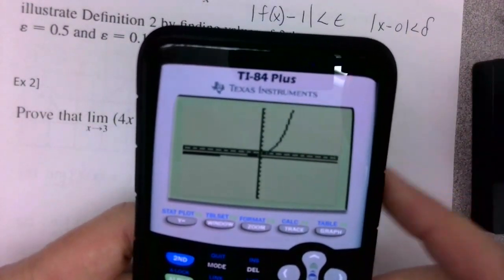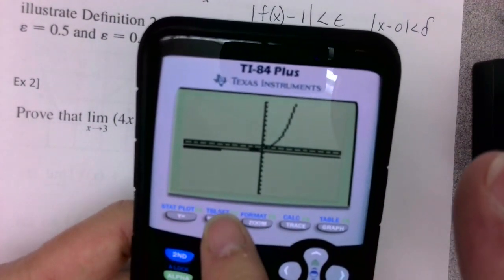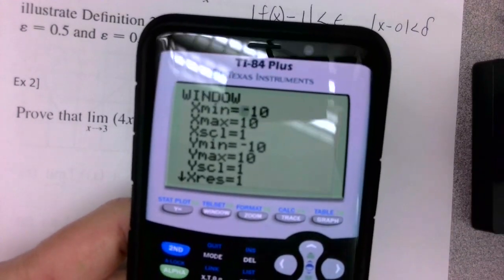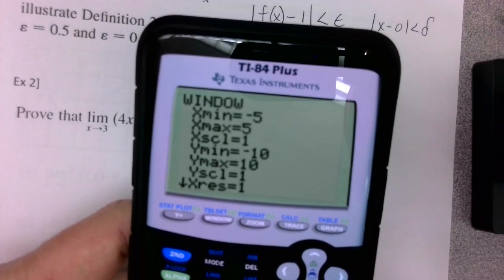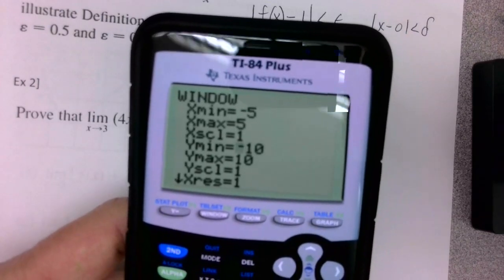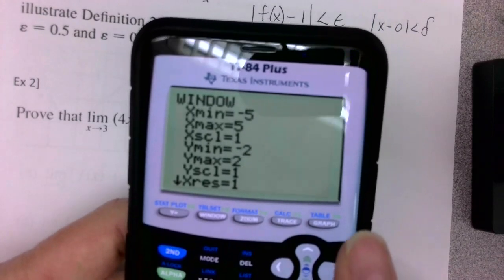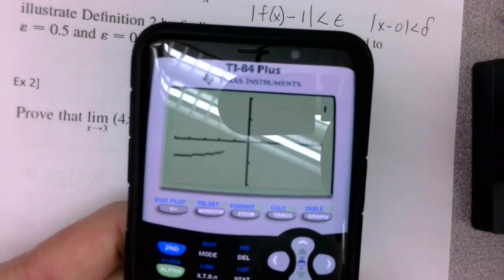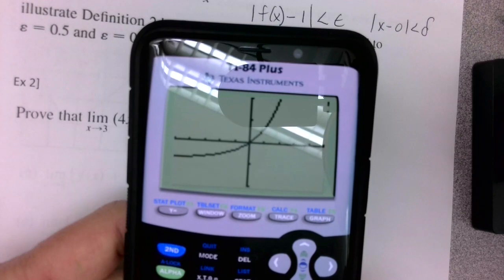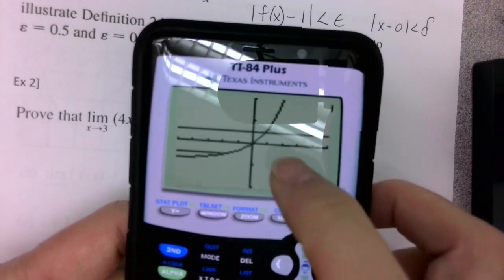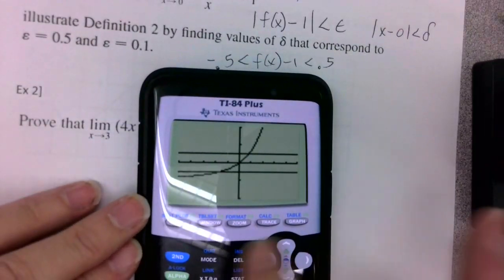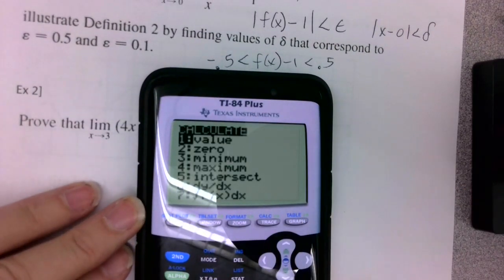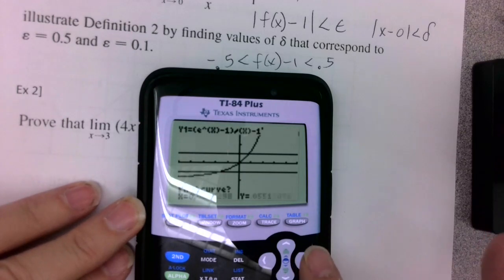I cannot get any picture there, so I'm just going to say window, -5 to +5. Let's just go like -2 to +2. See if that will give us a picture of what's going on. Oh, we see that top, we see both intersections, right? So find the second trace intersect those two curves.